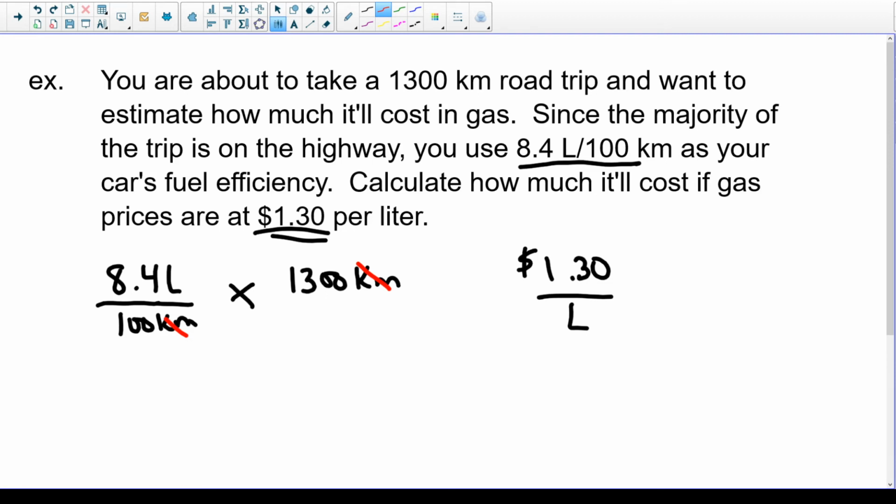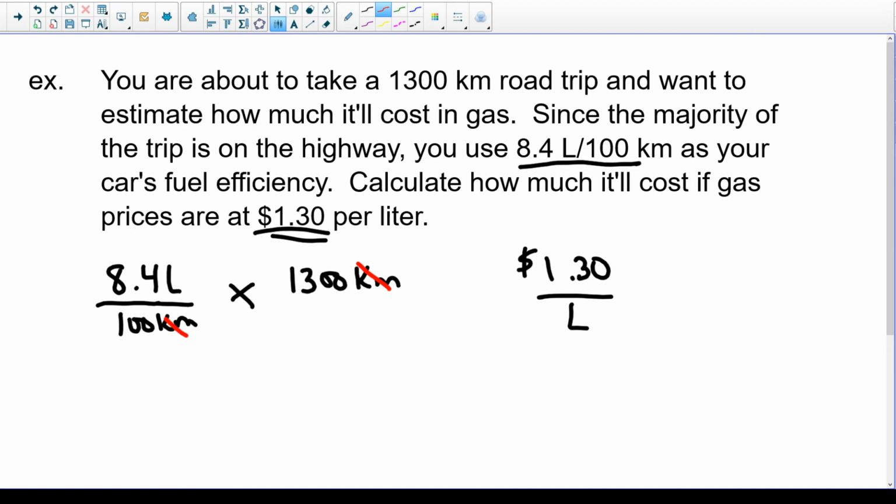So I'm going to multiply 8.4. Now here's how you have to do it. It is 8.4 divided by 100. Right? 8.4 divided by 100 times 1300. So that's what the 8.4 per 100 kilometers means. You have to divide by 100. So 8.4 divided by 100 times 1300 equals 109.2.